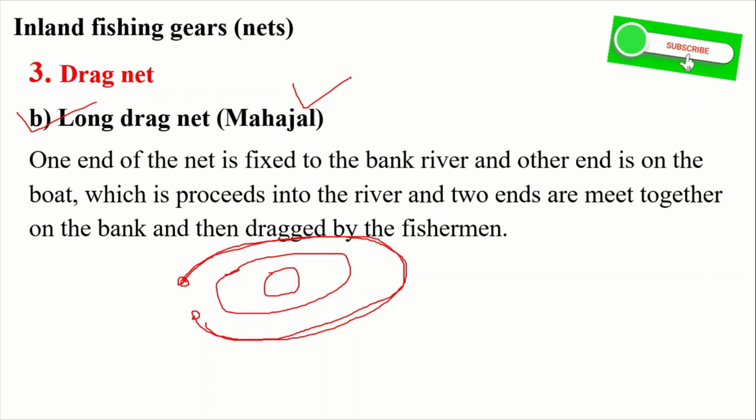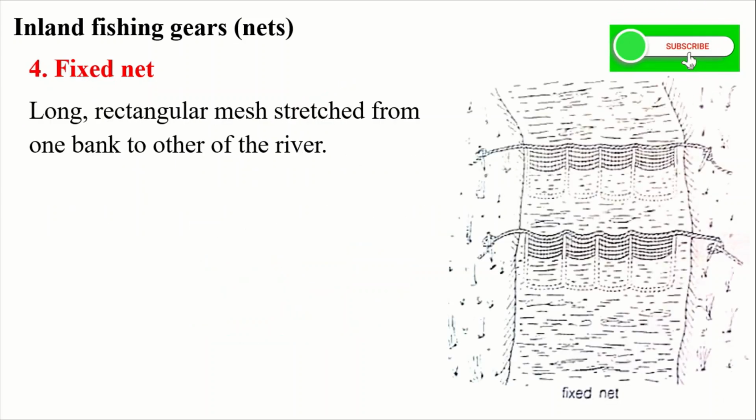Now they also have different types of nets. One type is called the fixed net. The fixed net is a long rectangular mesh, a long rectangular shaped net stretched from one end of the river, from bank to bank. This can also be stretched from one bank to the other bank of the river with several bamboo sticks.